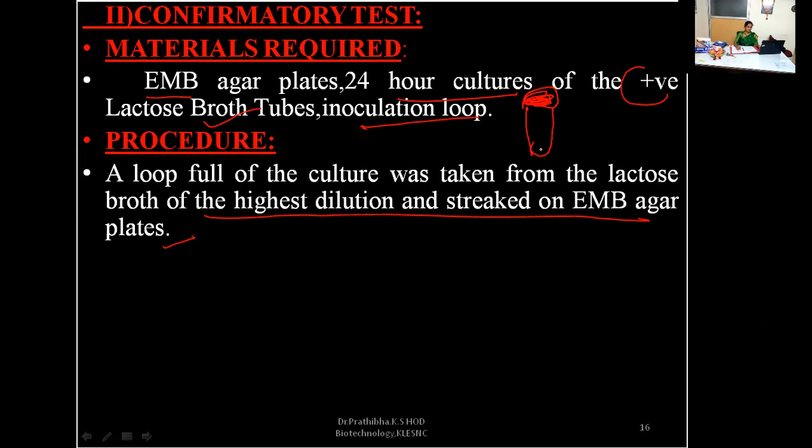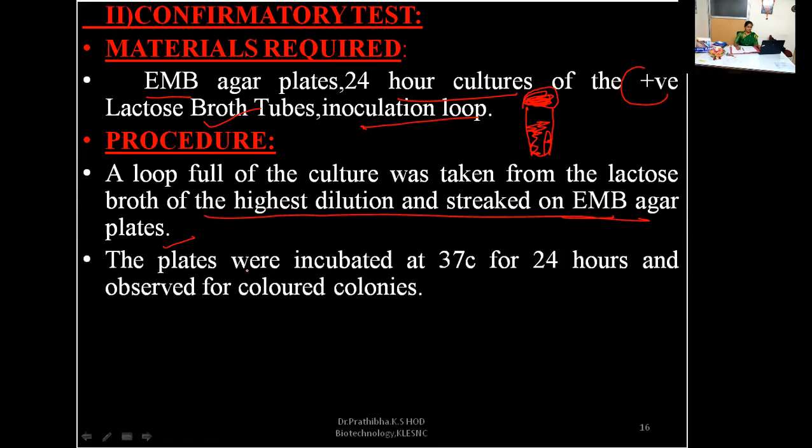Wherever you got the color change and the production of gas in the Durham's tube, that particular sample will be taken and inoculated, streaked on the EMB agar plate. The plates were incubated at 37 degrees Celsius for 24 hours and observed for colored colonies.